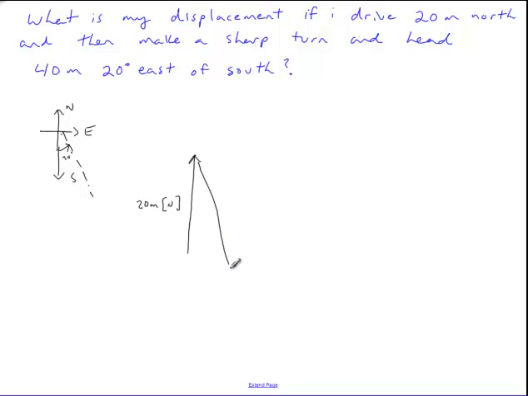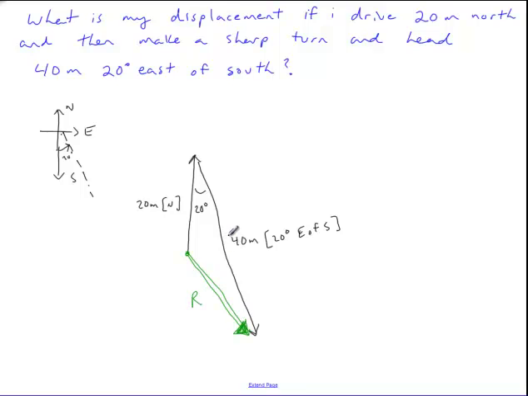This angle in here, 20 degrees. This vector right here is 40 meters, 20 degrees east of south. So what's our resultant? Let's draw it in green. I start here, I go up here, I turn sharply, I come back down here. I'm going this way. Here's my resultant. Draw it in with a big fat arrow, tail to tip. This is my resultant.